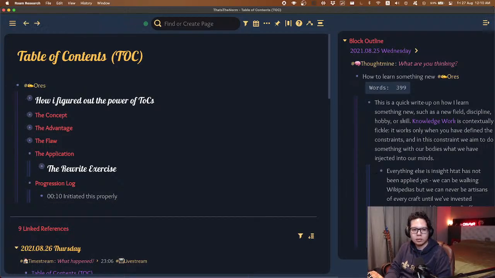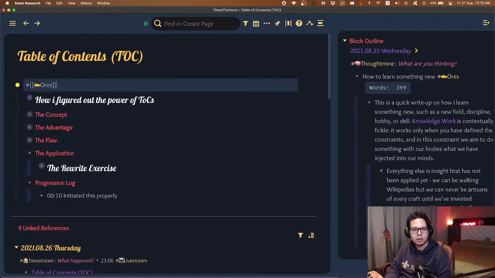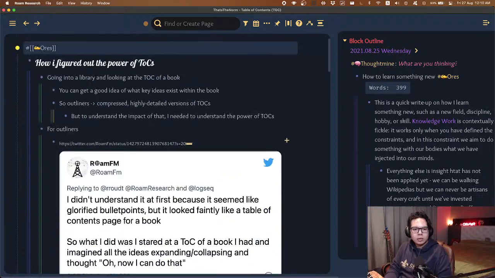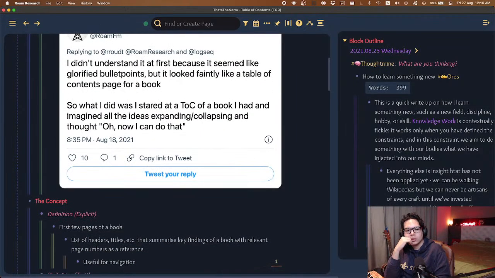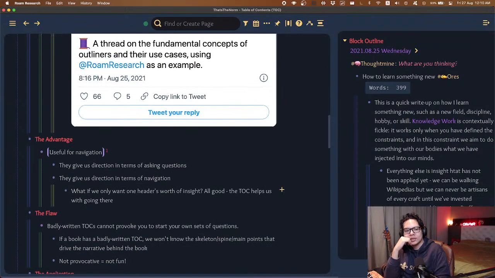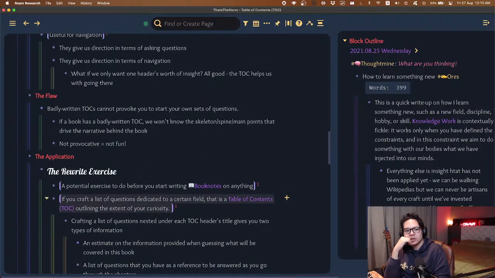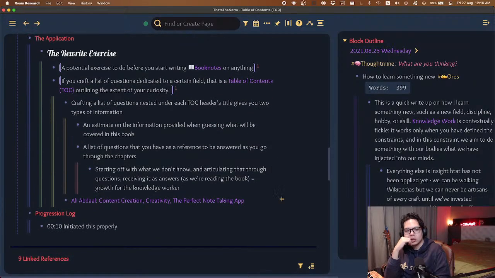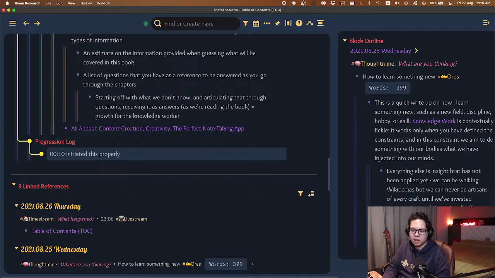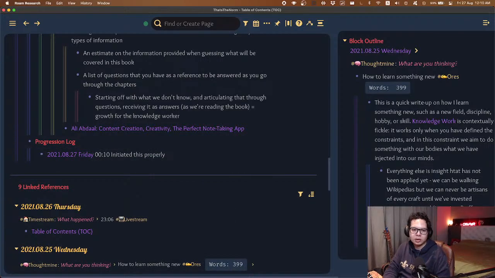Okay, so looking at this now, we have concept definitions, references to tweet threads, advantages, disadvantages, and application. With a progression log, which is wrong, you should have the date. Progression log right there.